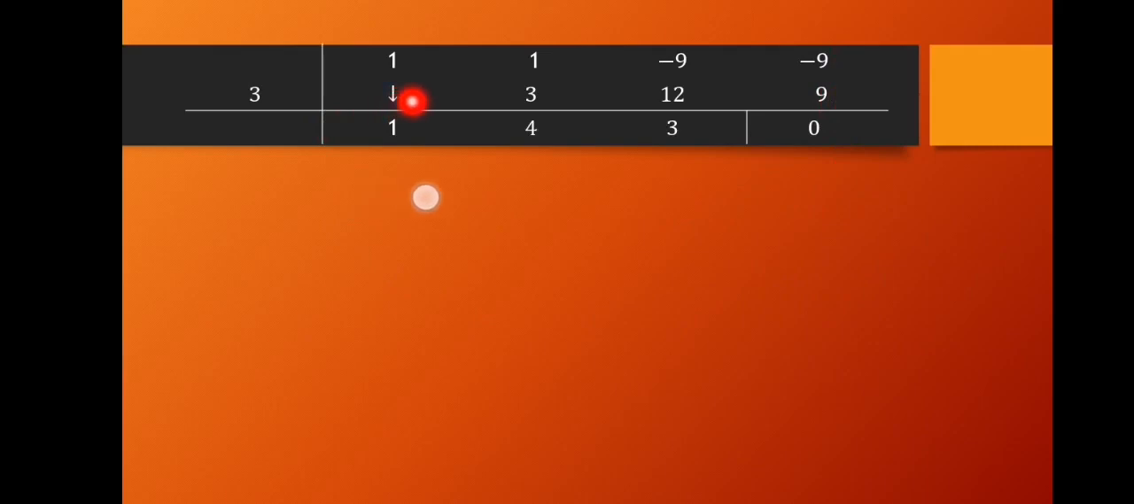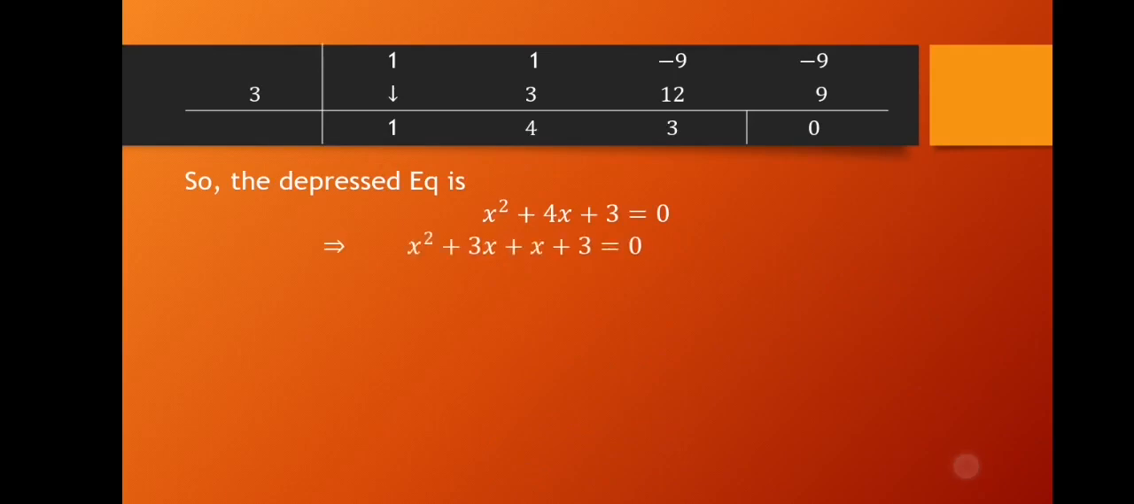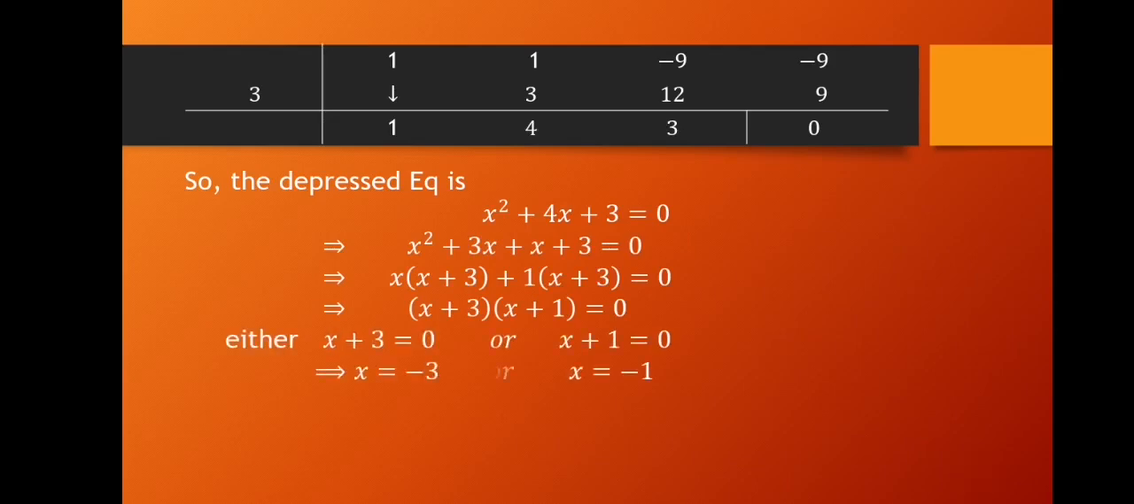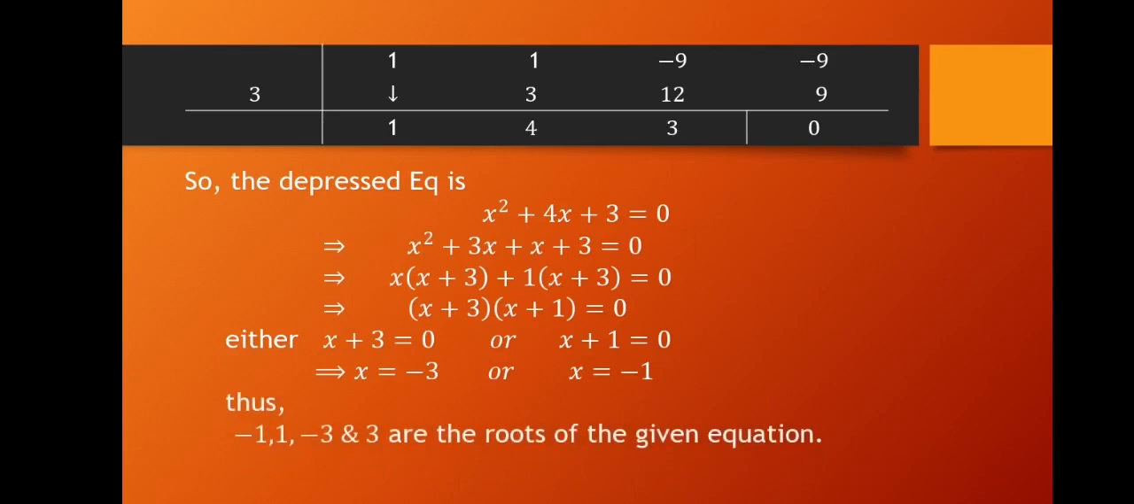Here the depressed equation has 3 terms, which indicates that the degree of the equation must be 2. 3 will be considered as the constant, this 4 will be considered as the coefficient of x, and this one will be the coefficient of x square. So we will have x^2 + 4x + 3 = 0. It is a quadratic equation, and we can find its roots by the factorization method very easily. So after applying the factorization method, we get x = -3 or x = -1. Thus -1, 1, -3 and 3 are the roots of the given equation.